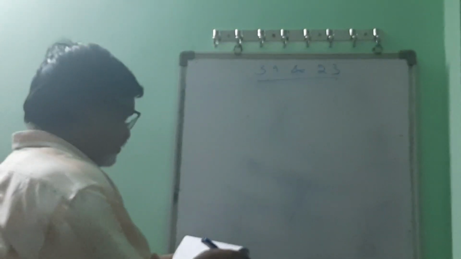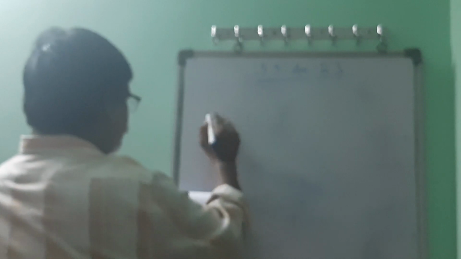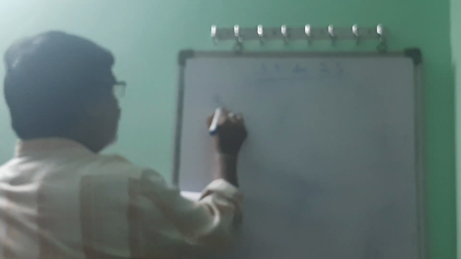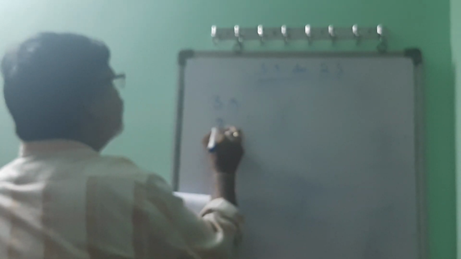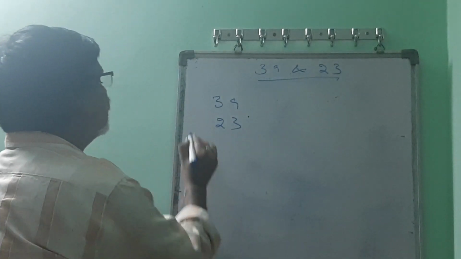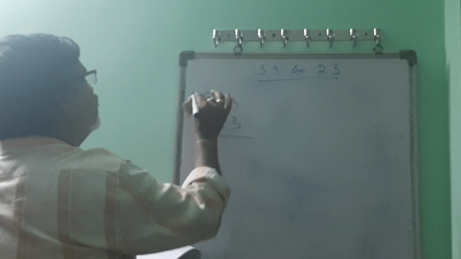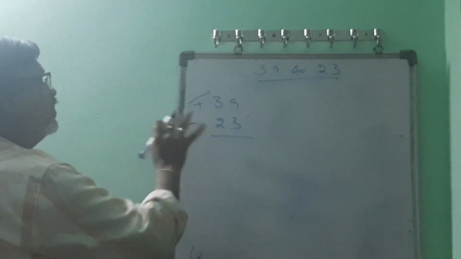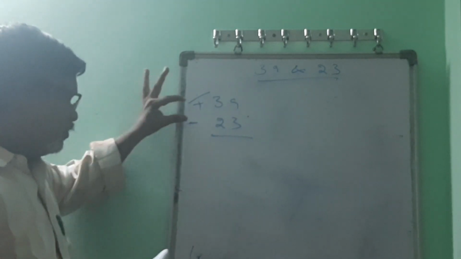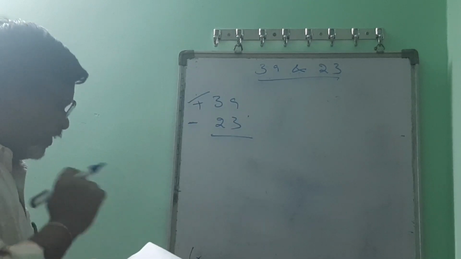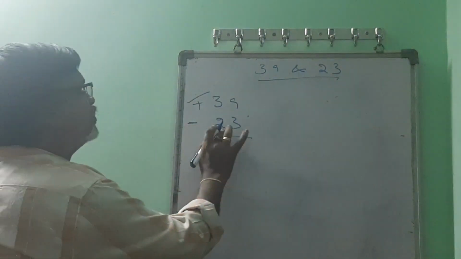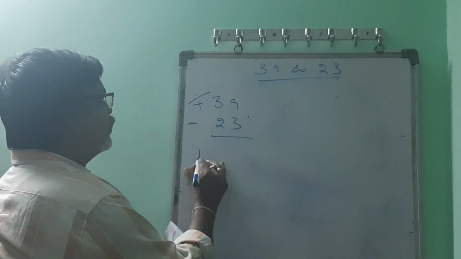So first take 39 and minus 23. Here this is plus, that is positive, and this is negative. So when the two signs are different, at that situation, what we do is, first we will find out the tens complement.